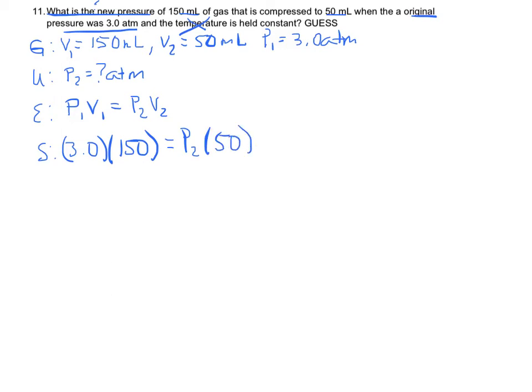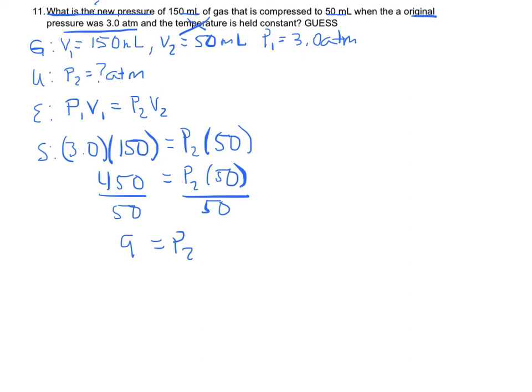All right, so the first thing you do is simplify. You multiply 3 times 150, and that gives us 450. And that is equal to P2 times 50. And then we divide both sides by 50. Okay, so dividing both sides by 50, we get 9.